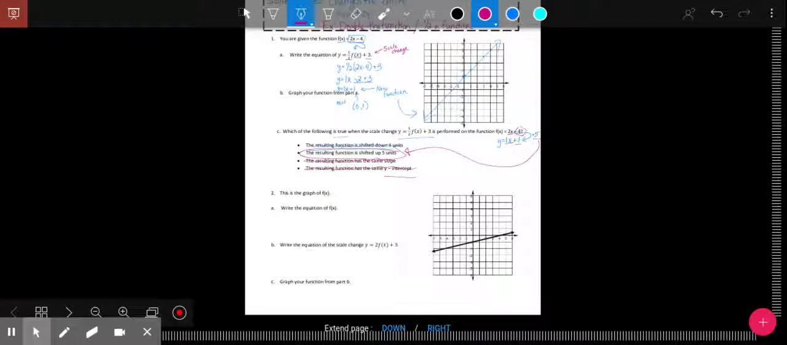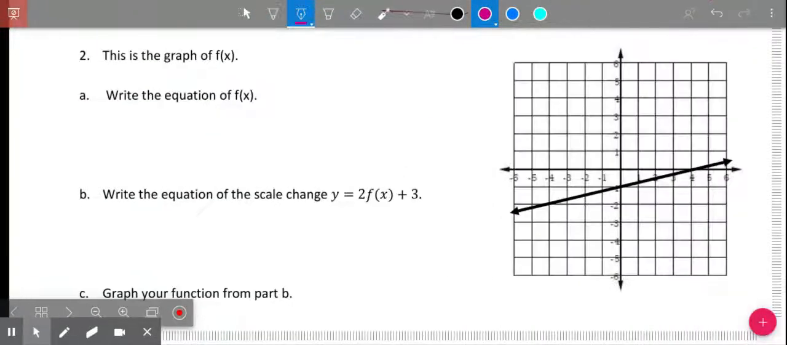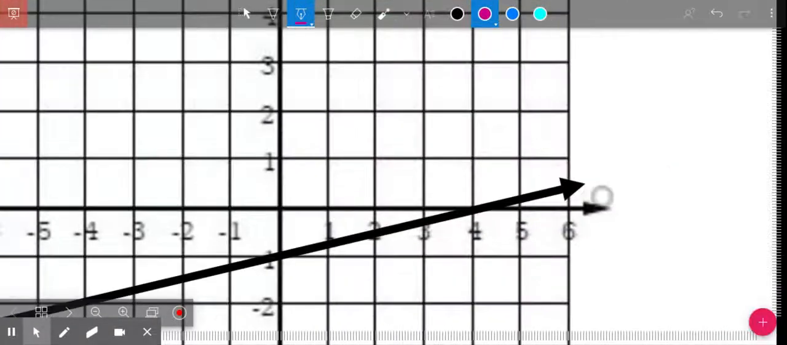Alrighty. If you have any questions about the first one, please make sure you're asking. Looking at number 2, it says this is the graph of f of x. So we're going to start by writing the equation of f of x. I want everybody labeling the graph f of x.